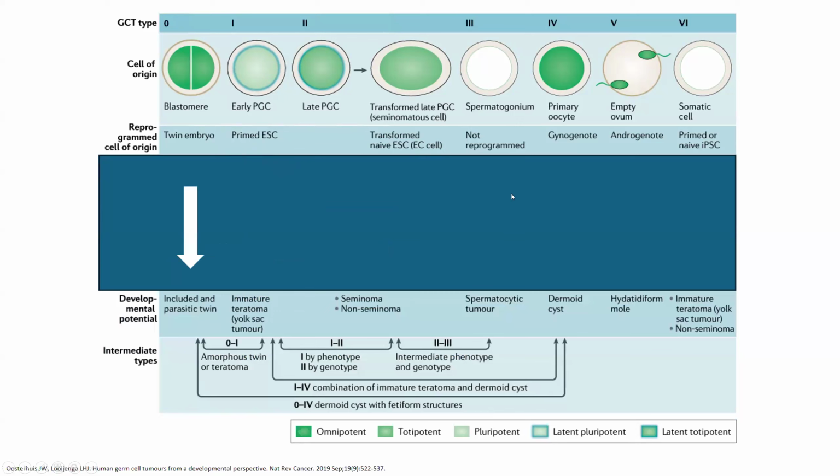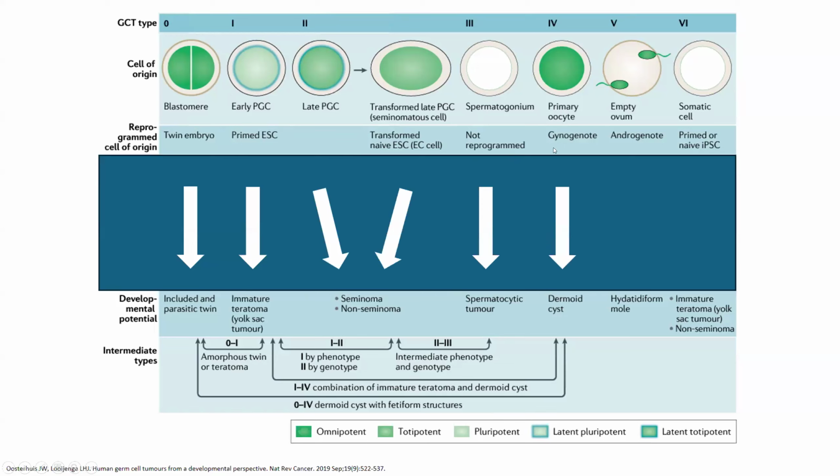So when you go from a blastomere, you can have a twin embryo, and that gives you a parasitic twin. If you have an early progenitor cell, it becomes a primed stem cell, and that can give you teratoma or yolk sac tumor. Same thing with the late progenitor cell, you start getting seminomas and non-seminomas. If you had a spermatogonium, it doesn't get reprogrammed and actually turns into spermatocytic tumor. We know that these are fairly well behaved and happen in much older age groups, in patients over 70.